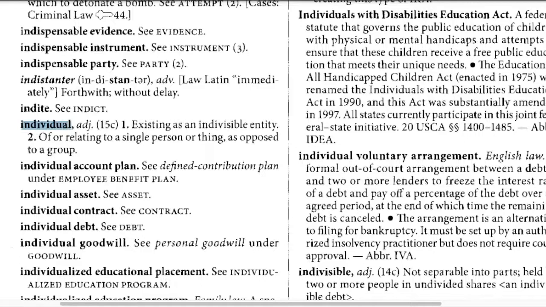Individual. Existing as an indivisible entity of or relating to a single person or thing, as opposed to a group. So, okay, there we go. So it's not a group. An individual is an indivisible entity. I guess that could be a company too, but it would not be considered a group as an individual. Let's continue.